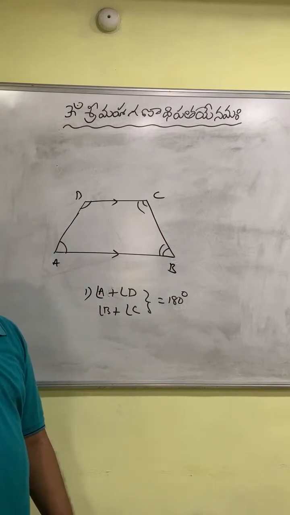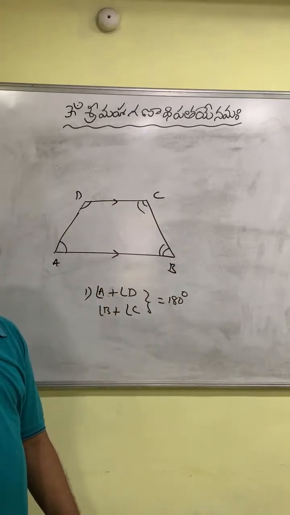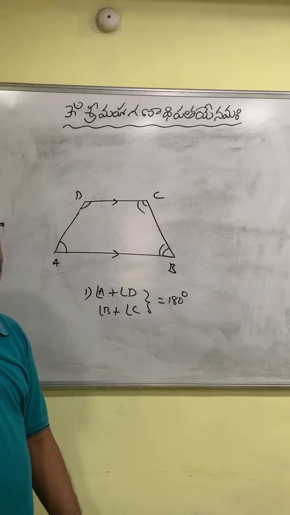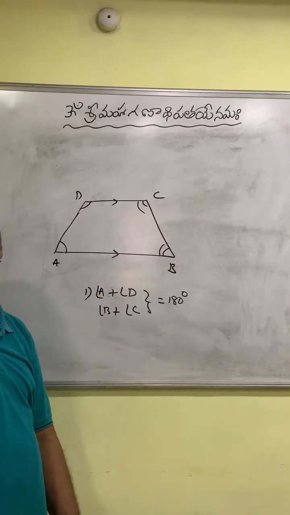Okay, children? A quadrilateral with one pair of opposite sides parallel is called a trapezium. And in a trapezium, angle A plus angle D is 180 and angle B plus angle C is also 180.